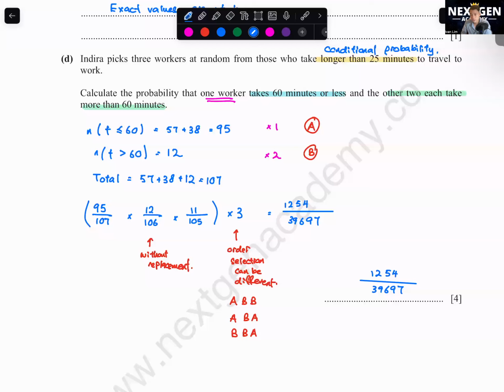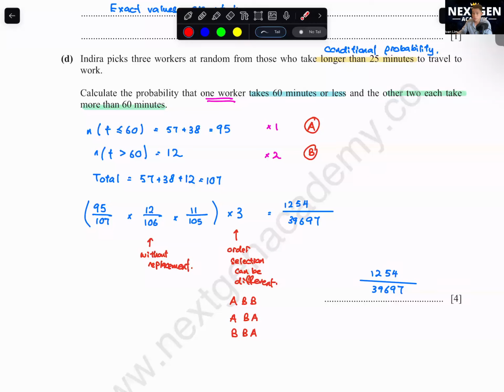Why does 60 minutes or less is only 57 plus 38? How about until 25? Don't have. We only take longer than 25 minutes because of this first sentence here. So you need to see the condition. If they never write this sentence here, then you need to consider all of them. Okay, because of this sentence here, it's a condition. Okay, headache, this question here.